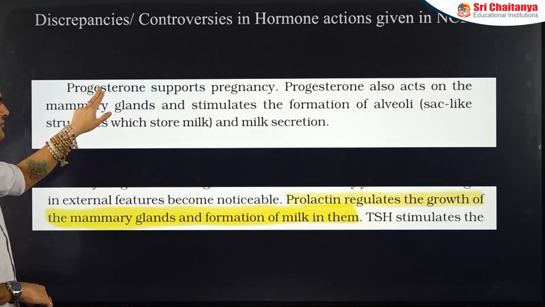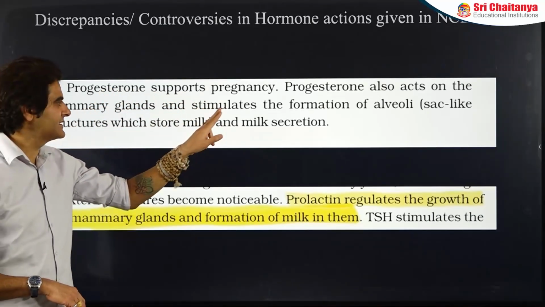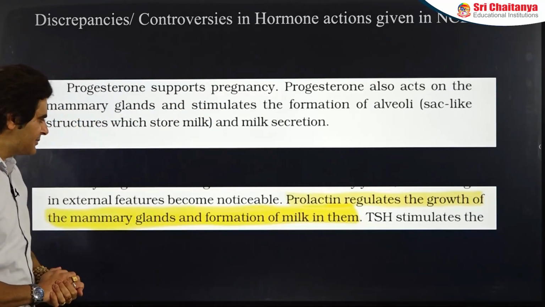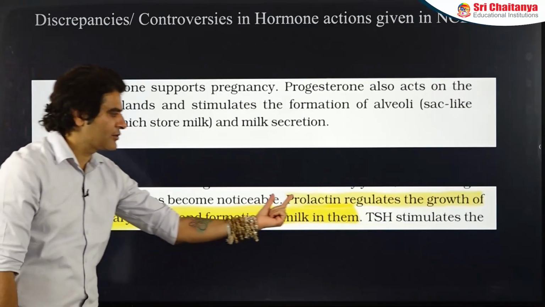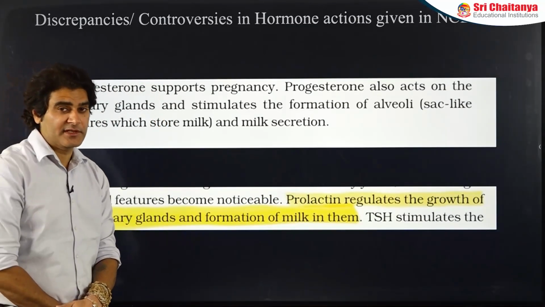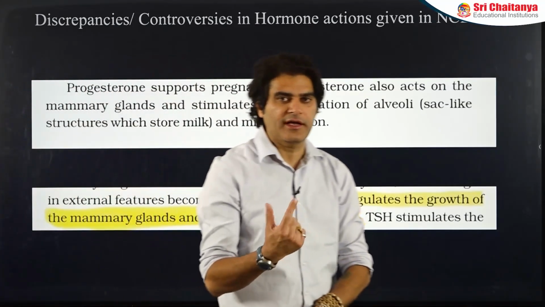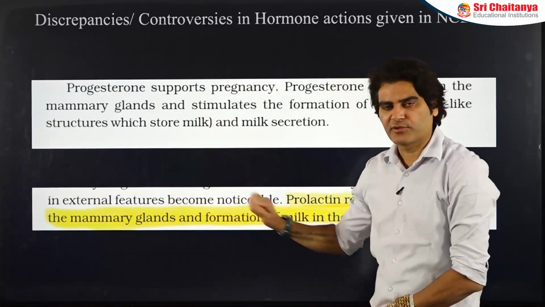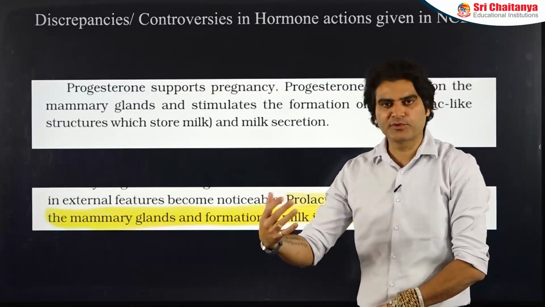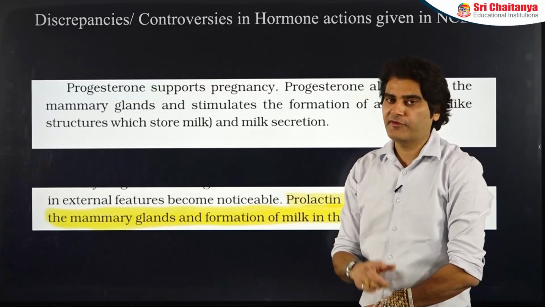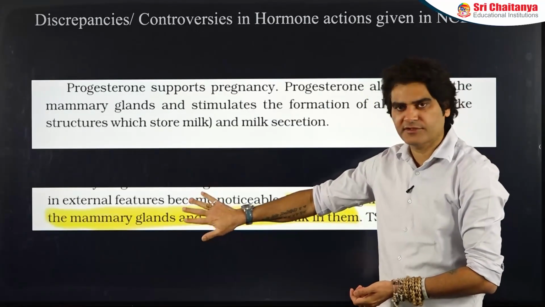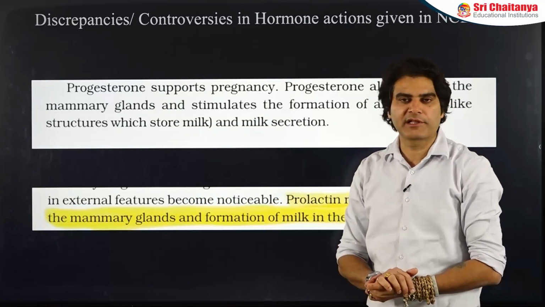In NCERT, progesterone at one place says that it stimulates milk secretion. At the same place in anterior pituitary, NCERT says that prolactin regulates the growth of mammary gland and formation of milk in them. So as per 11th class NCERT, both progesterone and prolactin are stimulating milk production in the mammary glands. However, if you have to choose both of them, that can be one option. If you have to choose one of them, you have to look according to the options. Prolactin should be the first option because that is the major milk producing hormone.